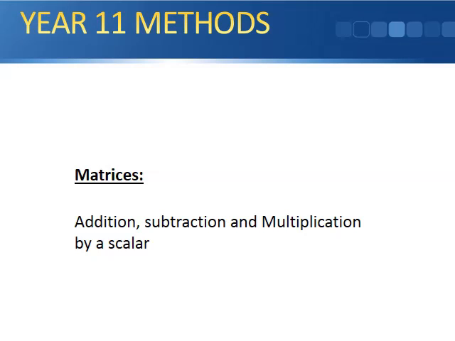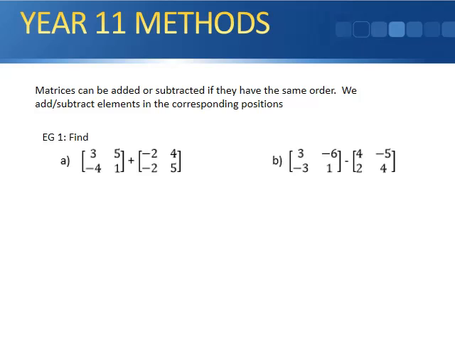Okay, today we're going to learn how to add and subtract matrices and multiply matrices by a scalar. When we're adding or subtracting matrices, we must make sure that they have the same order. So it has to be a 2 by 2 for both of them, or 3 by 3 for both of them, or whatever. They have to have the same order. And we can only add and subtract elements that are in the corresponding positions. That means the same positions.